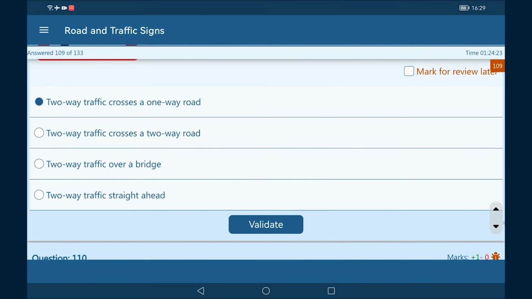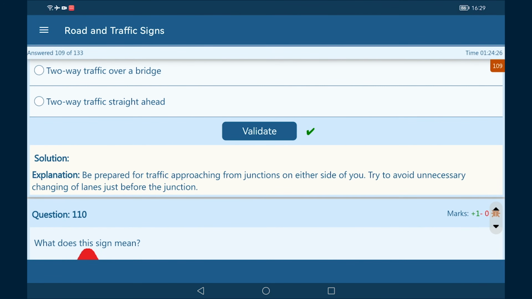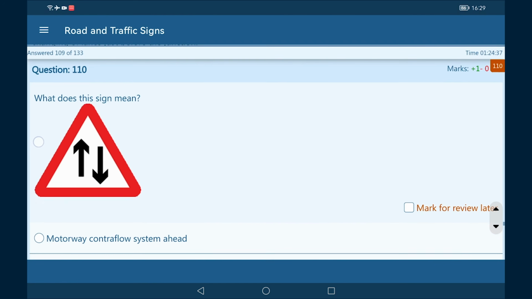Explanation. Be prepared for traffic approaching from junctions on either side of you. Try to avoid unnecessary changing of lanes just before the junction.